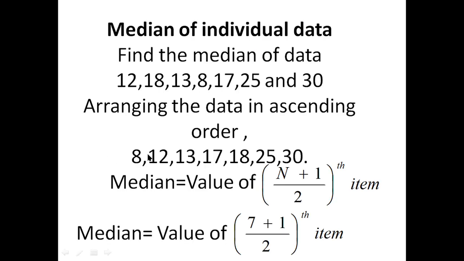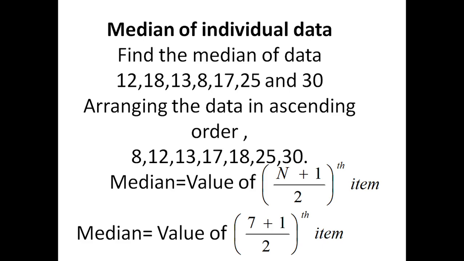After finding that the median is the fourth item, let's check where the fourth item is. 1, 2, 3, 4. The fourth item is lying at 17, or 17 is lying at the fourth place. So median is 17. So this is one way of finding the median of individual data.